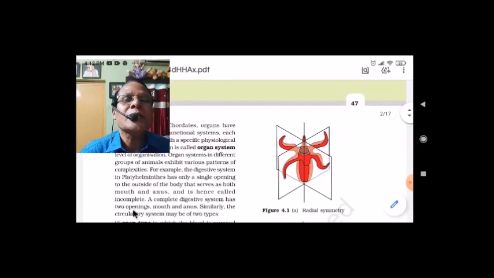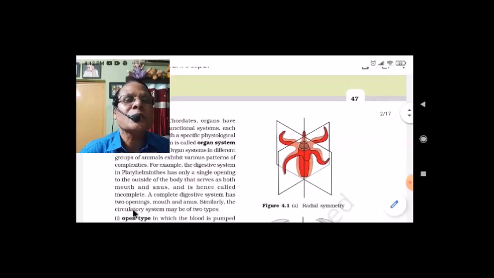But you can have a complete digestive system with both mouth and anus in the case of higher animal groups, for example annelids, arthropods, mollusks, echinoderms, chordates, etc. They have a complete digestive system.